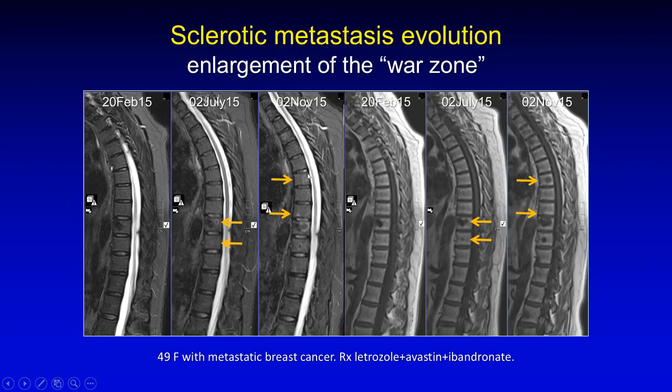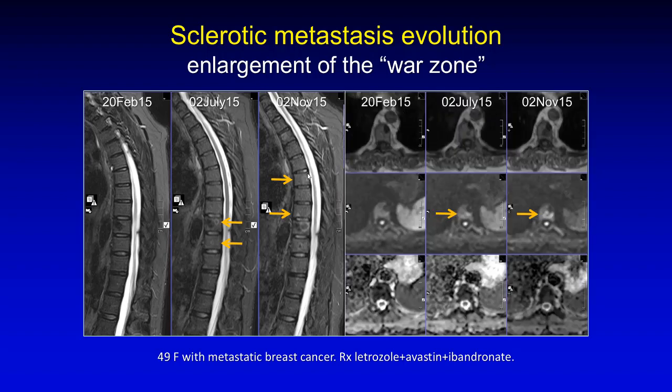So you can think of this, sometimes the Americans call it the war zone, right? So this is where that activity is occurring. It's the margins. So you can see the war zone is getting bigger on the T2 fat sat and on the T1. And on the diffusion, you see the same thing. The cellular rim is getting bigger and bigger. So here is a metastasis. At the margin, you see this area of hypercellularity, which then grows and then becomes this ring with a bit of mineralization in the middle.